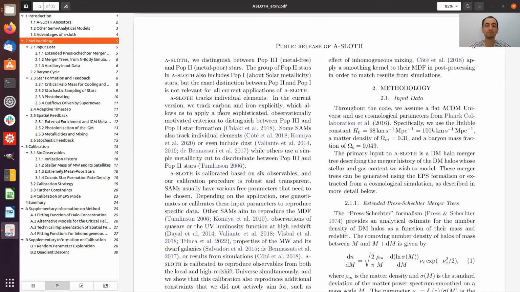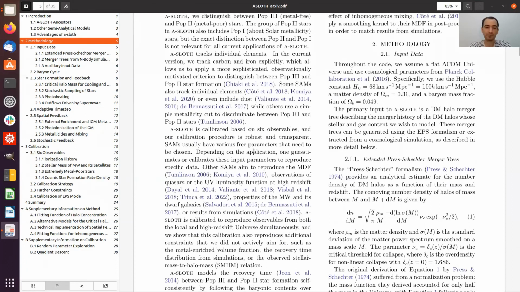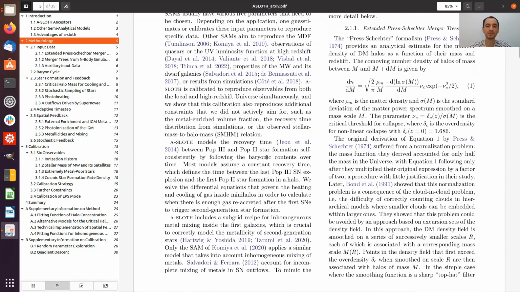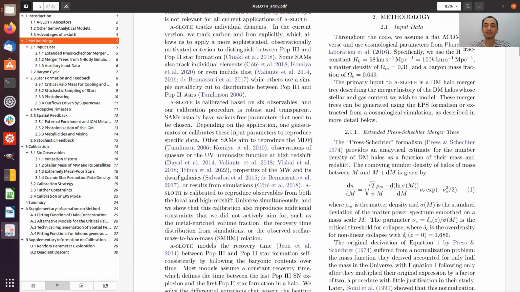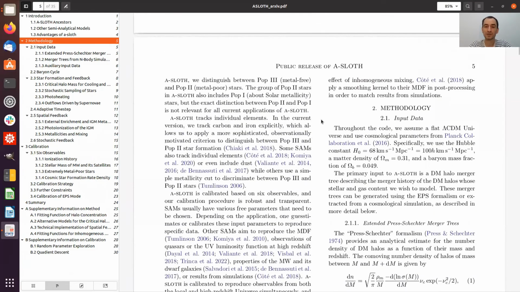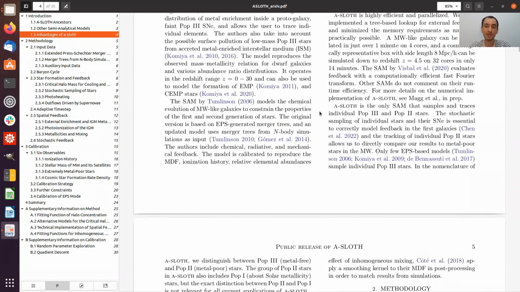A-SLOTH is calibrated, as I said, on 6 independent observables from the local universe, the Milky Way, and the high redshift universe. And we reproduce various additional observables, such as the recovery time distribution function. We have a subgrid model for inhomogeneous metal mixing. And these were the main features of A-SLOTH.